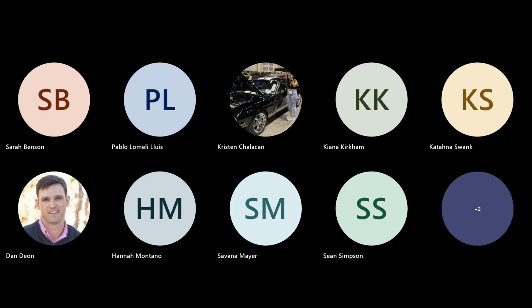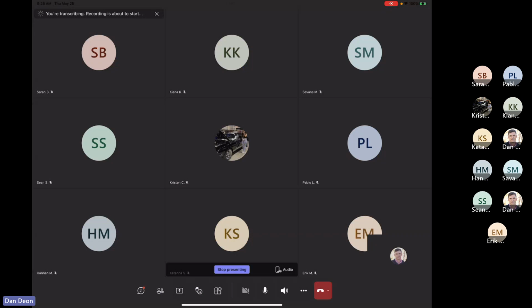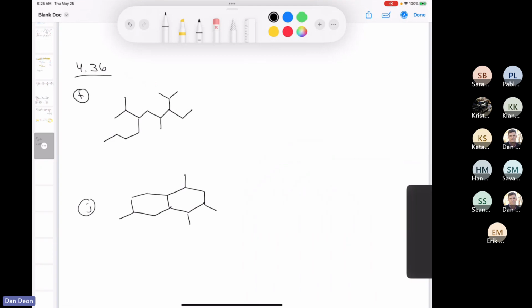Perfect, right? So let's take a look at 4.36F. I'll just throw it out there to my students who are all very astute: did anybody find the longest chain in this one? How many carbons are in it?